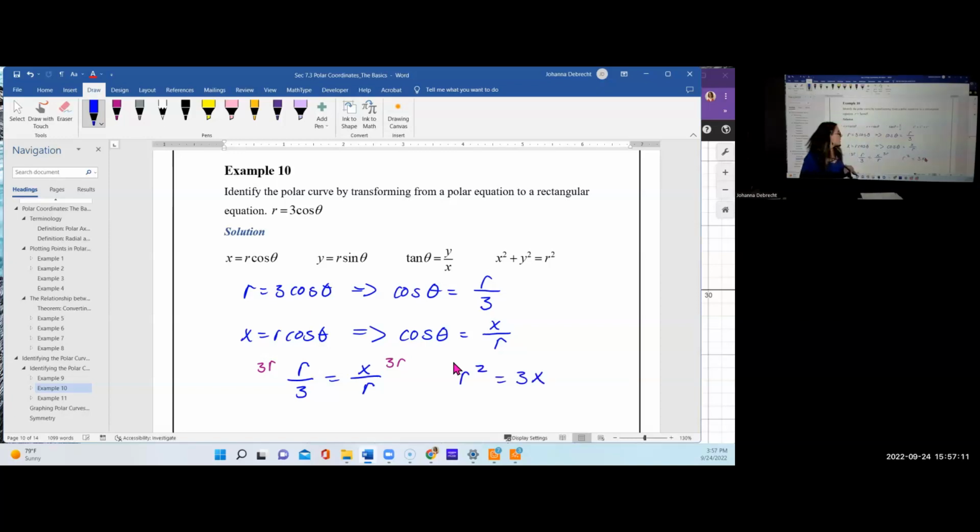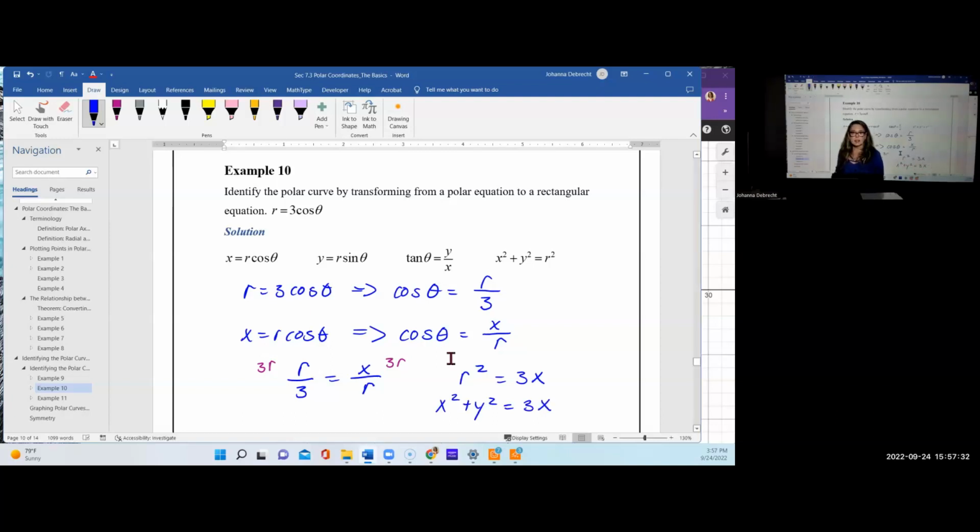So now I have something that relates r and x, but I need to get out of R and get only into X and Y. But I know what R squared is. R squared is X squared plus Y squared. So I can replace this with X squared plus Y squared equals 3X.